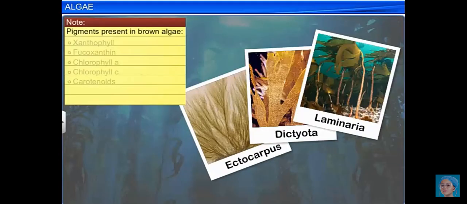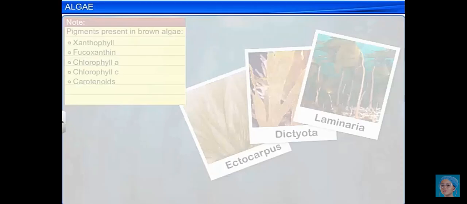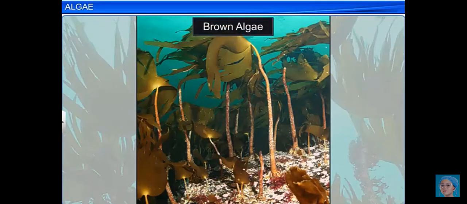They also vary in color due to the varying concentration of the pigments, xanthophylls, and fucoxanthin. Apart from these pigments, chlorophyll A, C, and carotenoids are the other major pigments found in brown algae. Let's now take a look at the body structure and cellular structure of brown algae.